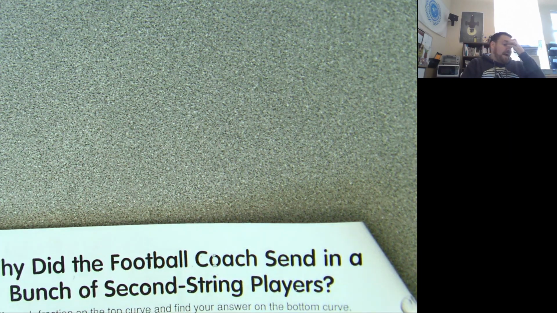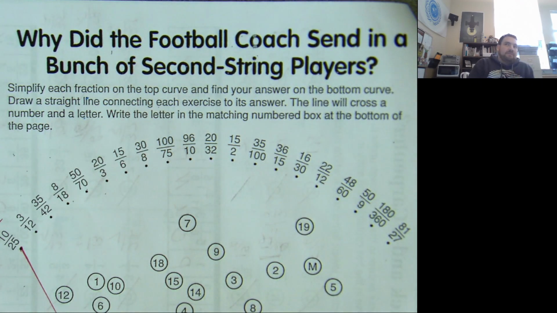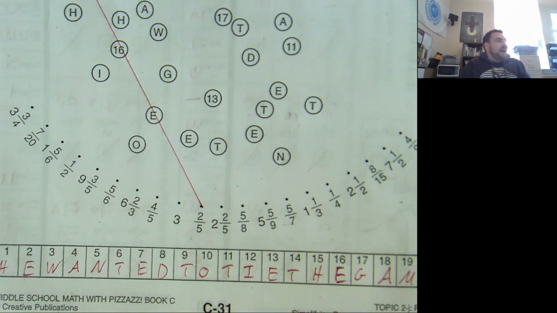Okay. And then I wanted you guys to do this one. Why did the football coach send in a bunch of second string players? He wanted to tie the game. It's a pun on the word tie because tie also means to wrap something up with string. Yeah, but none of you were laughing. Haas and Joe. I'm a little hurt. Not really. I got enough confidence for you and me.